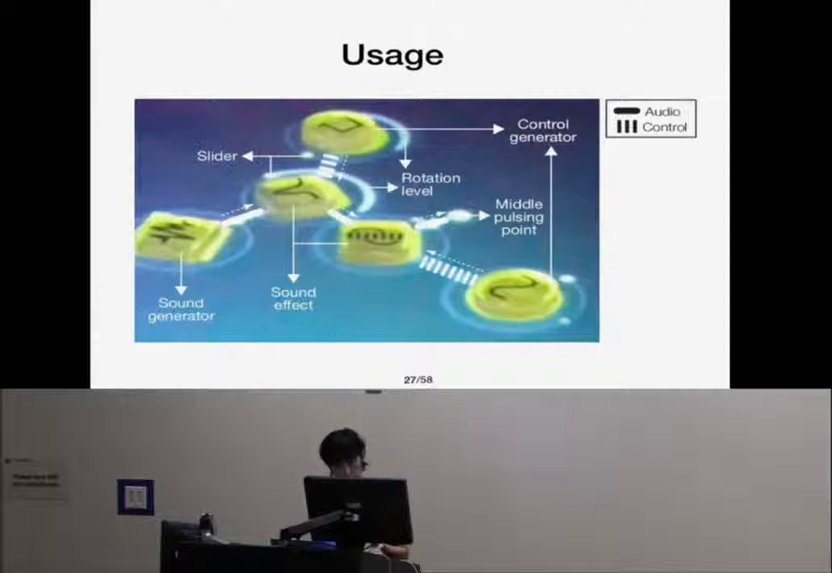In terms of usage of the Reactable, there are four main categories of objects. One is the sound generator, which basically creates sound. So if you put a sound generator on the tabletop, then you are creating a sound already. The sound generators have a square shape. Then we have the sound effects, which have a rounded square shape. And then we have controllers, which are rounded, and the global effects, which have a polygon shape.